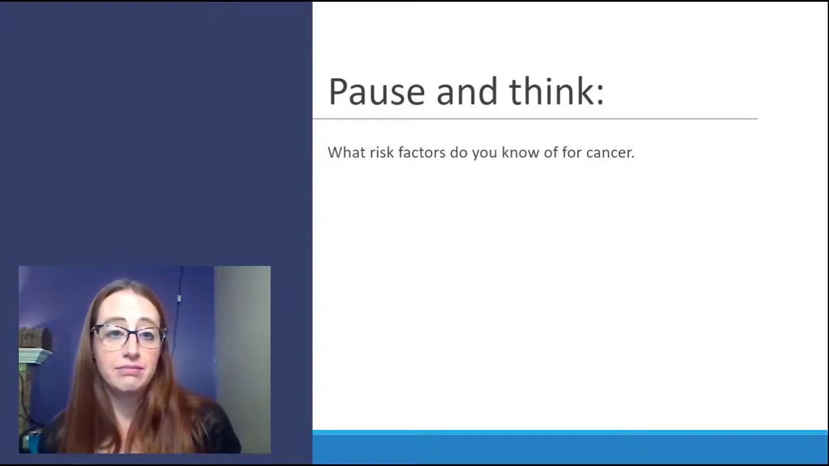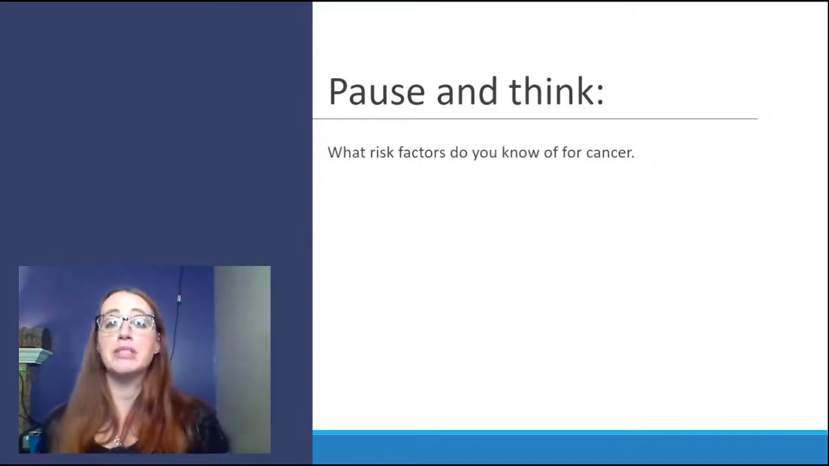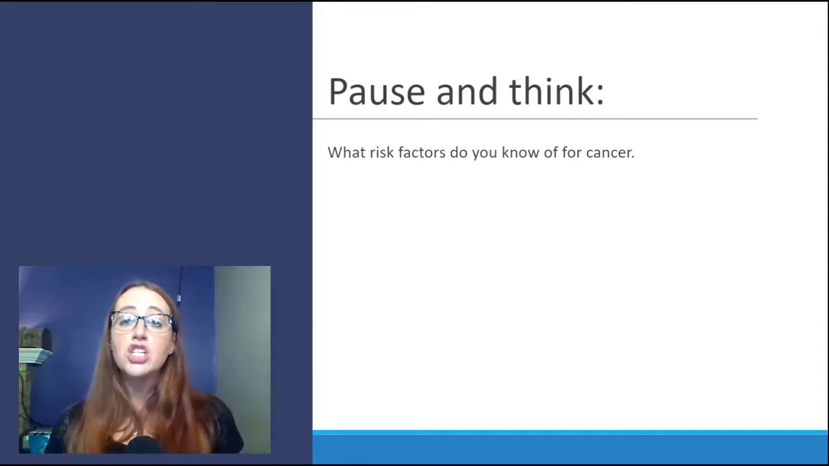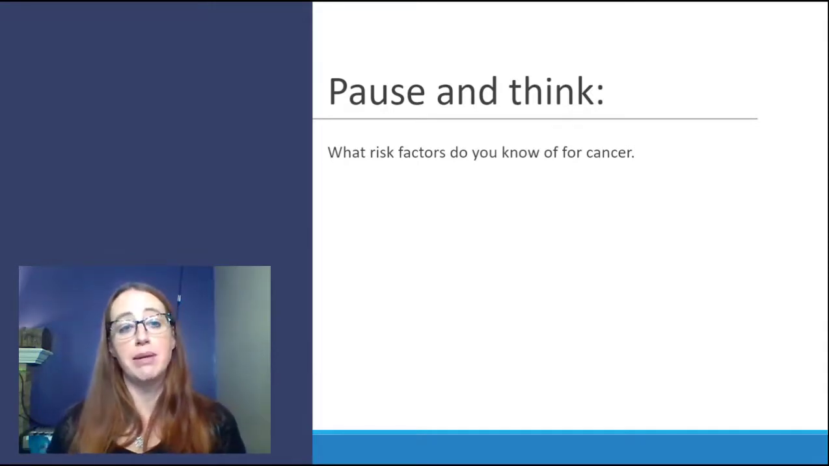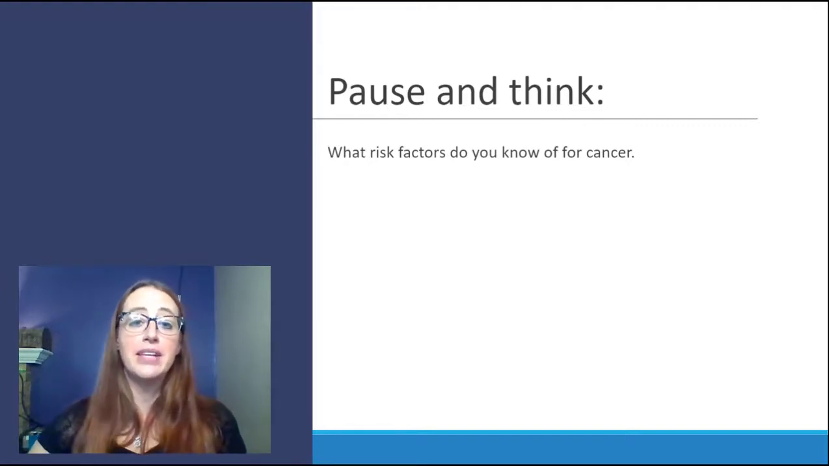So before moving on, take a moment and think about the risk factors that you know of for cancer. Try to also connect why these risk factors exist, given the information that we just talked about. Come back after a few minutes and then listen to me talk about them.